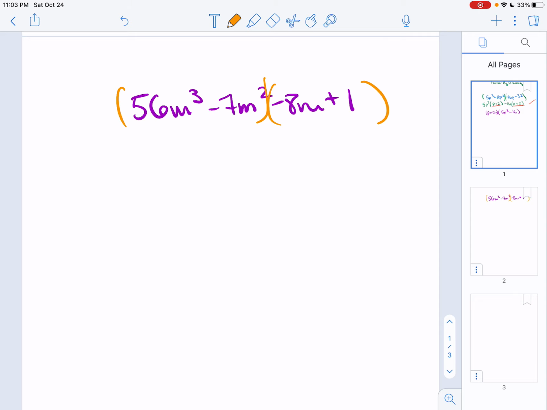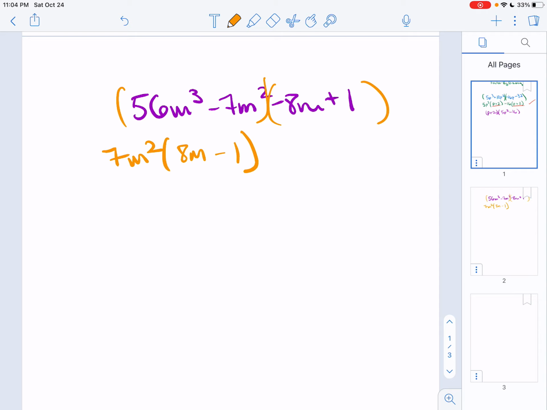Alright, so now we need to find the GCF of the first 2. So, 7 and 56, the greatest common factor is 7. In terms of variables, the greatest thing we can pull out is an m squared. So what's left? Well, 56 divided by 7 is 8. We took out 2 m's. We took out the m squared. It was m cubed, so we're left with just m. We took out all of 7m squared. So we're just left with a negative 1.